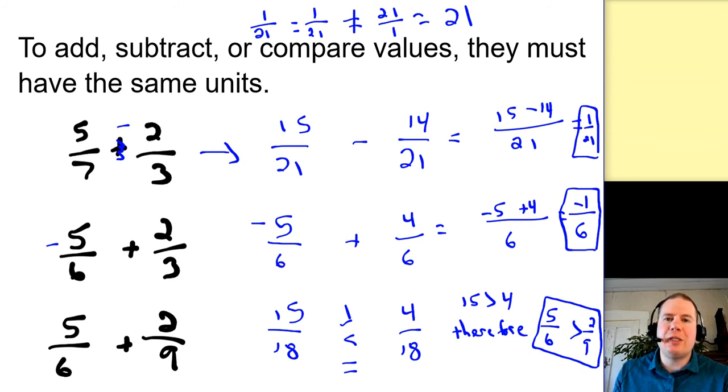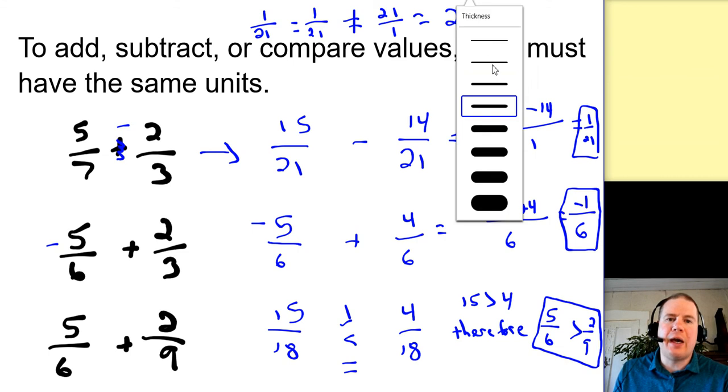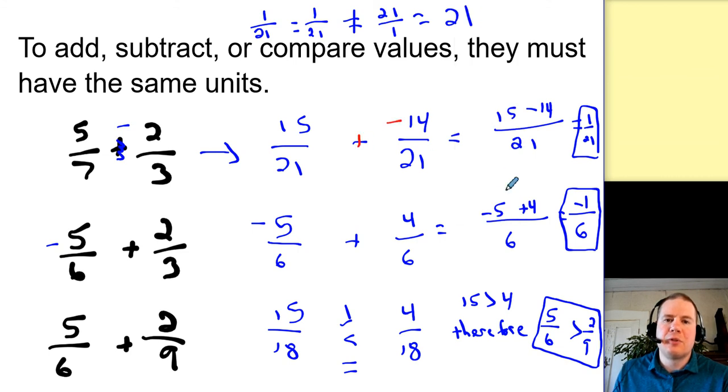Subtracting really is adding the opposite. So whether I write minus in front of the fraction or write plus with a negative for that second term in my numerator, it's the same thing that's going on here, right? Subtracting fractions, adding signed fractions. Once we have those same units, it's really just all about the numerator. Comparing, it's about the numerators once we have the same units.